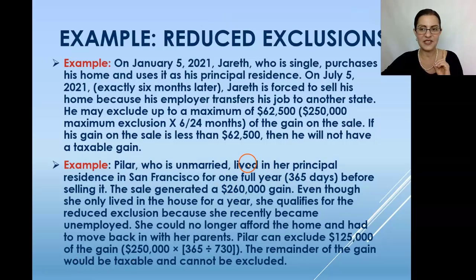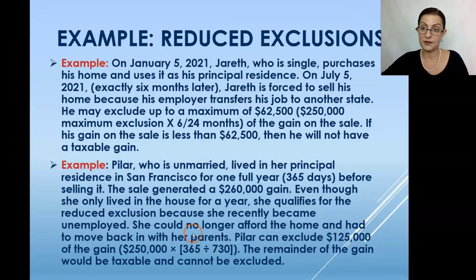So she only lived in it for a year. So the rest of the gain is going to be short-term capital gain, which means she's going to pay tax on it at ordinary income tax rates. Whatever her tax rate is on her ordinary income, that's the tax rate that she's going to pay on the remainder of the gain. She can exclude 125,000, right? Because she qualifies for reduced exclusion because she lost her job. So that's a qualified unforeseen circumstance. But she can only exclude 125,000 because she only lived in the house for a year.